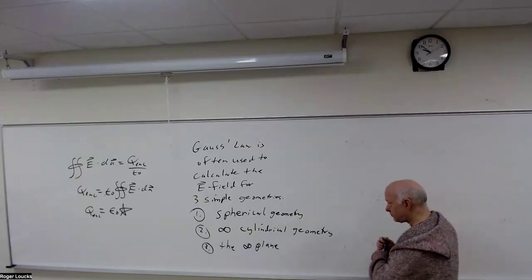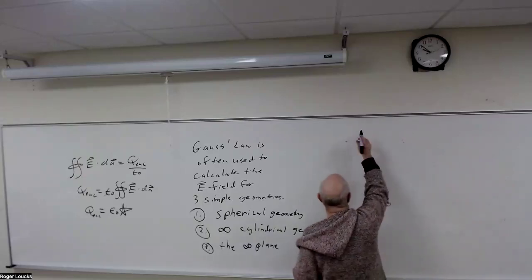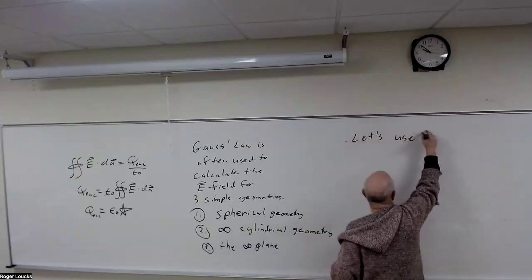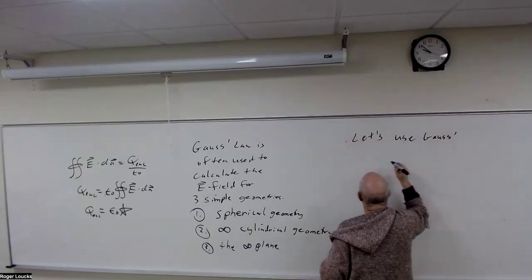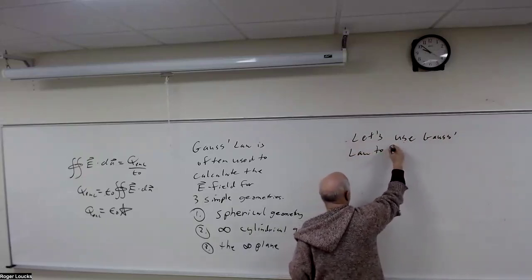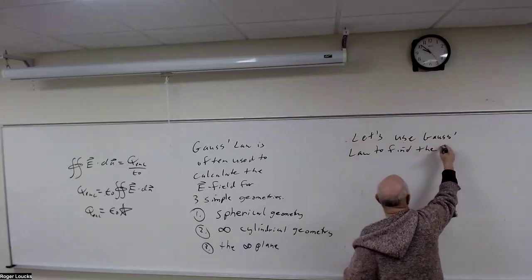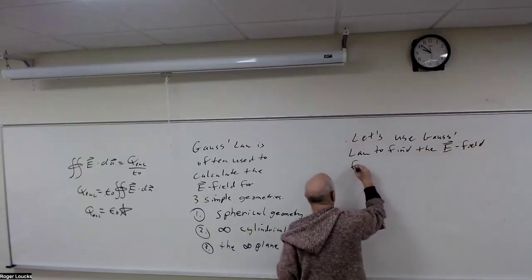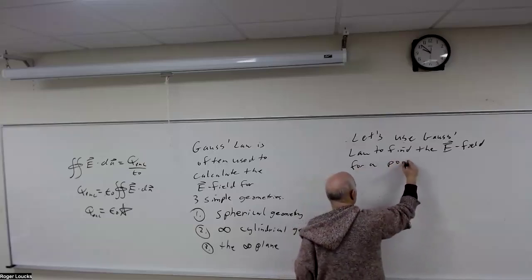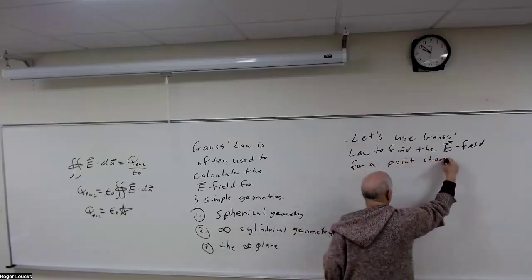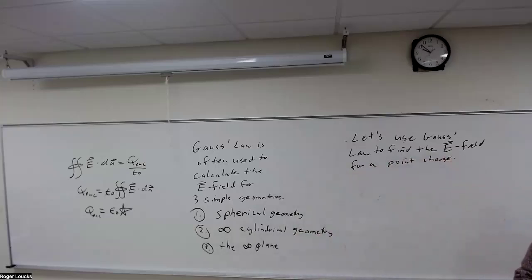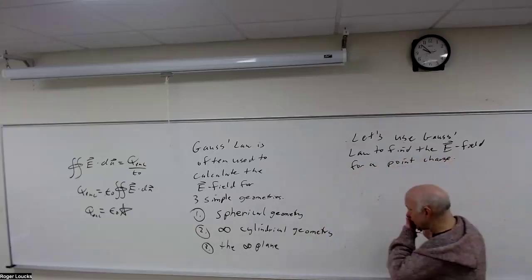Okay. So let's ask, how do you use Gauss's law to find the E field for a point charge? You could say, well, wait, we already know the electric field for a point charge is kq over r squared, and that's right. I want to show you how I can still get it this way. I'll illustrate the points.